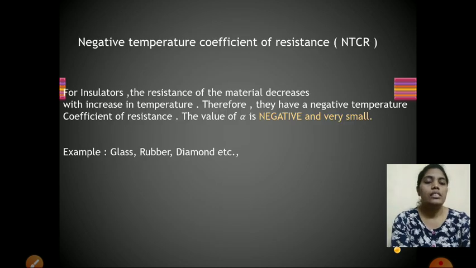Now for insulators also, as the temperature increases, the resistance of these materials decreases. What is the difference between semiconductors and insulators? In both cases, as the temperature increases, resistance decreases. But in the case of insulators, alpha is very small. The best examples for such insulators are glass, rubber, diamond, etc.